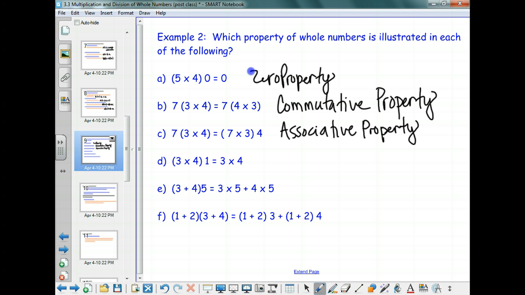Part D. That is the identity property. You know what? Let's say it this way too. It's actually the multiplicative identity. It matters now because we've got two identities, okay?